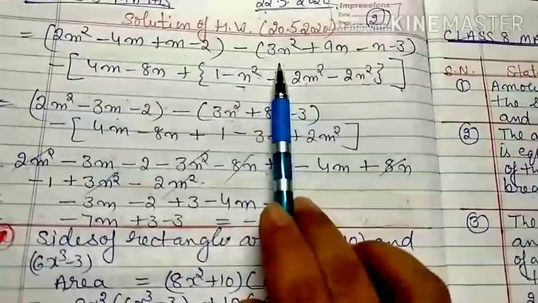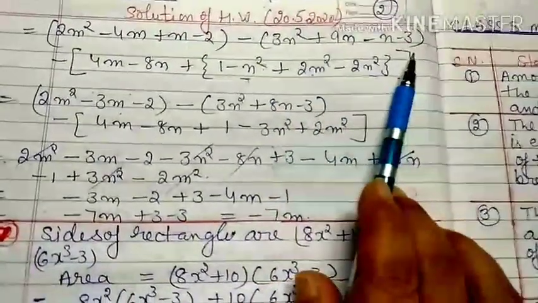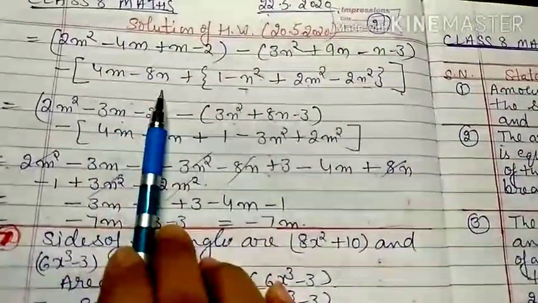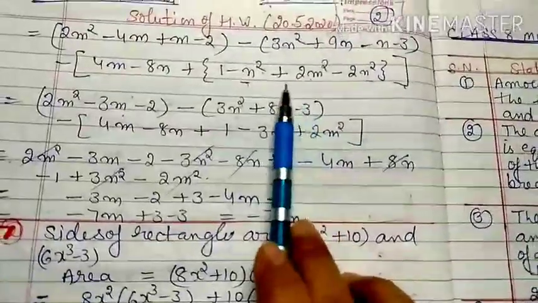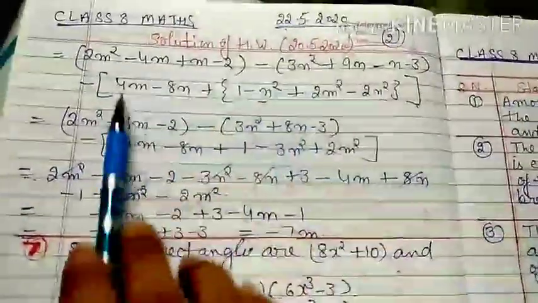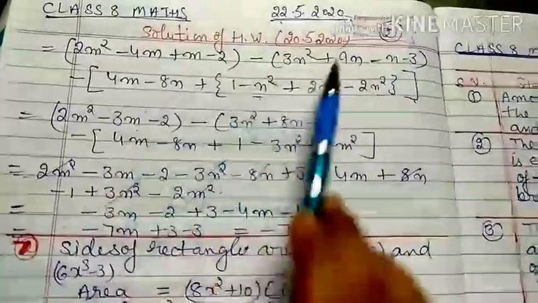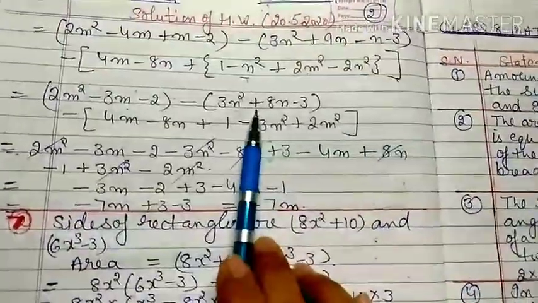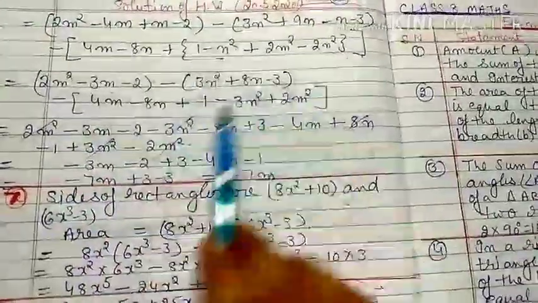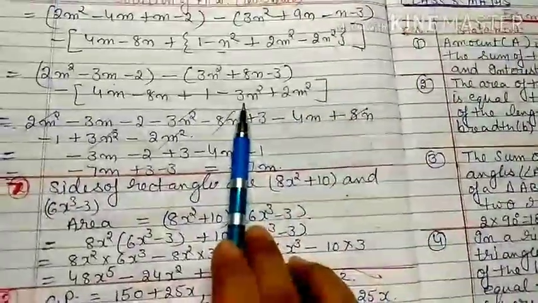Then when I multiply the second bracket, 3n minus 1, n plus 3, it gives 3n square plus 9n minus n minus 3. Then when 4 multiplies m minus 2 it gives 4m minus 8n, and inside further 1 minus n square plus 2m square minus 2n square. Now I arrange further this one. There are the like terms: minus 4 plus 1 gives minus 3, 9 minus 1 gives plus 8, and here these are different terms. First I will solve this curly bracket: n square minus n square minus 2n square gives minus 3n square.